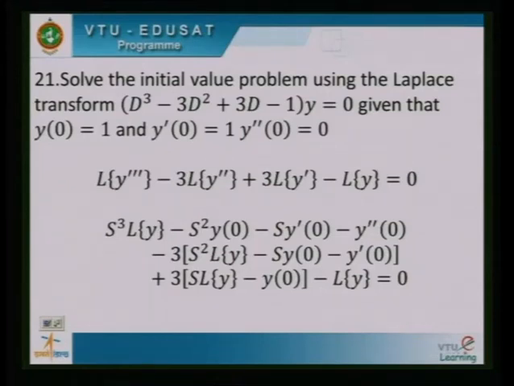Solve the differential equation. Solve the initial value problem using the Laplace transform: D cube minus 3 D squared plus 3 D minus 1, y equal to 0. Given that y of 0 equal to 1, y dash of 0 equal to 1, then what is the given condition? y double dash of 0 equal to 0. Now you can apply the Laplace transform.